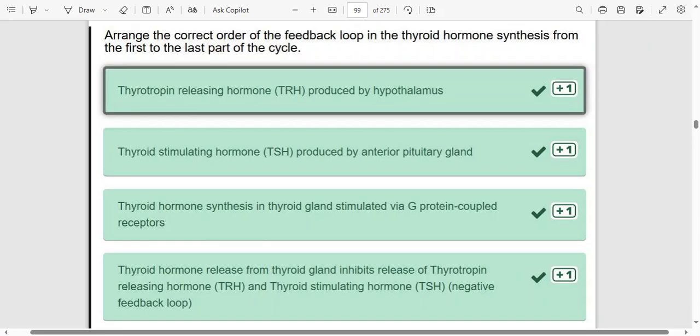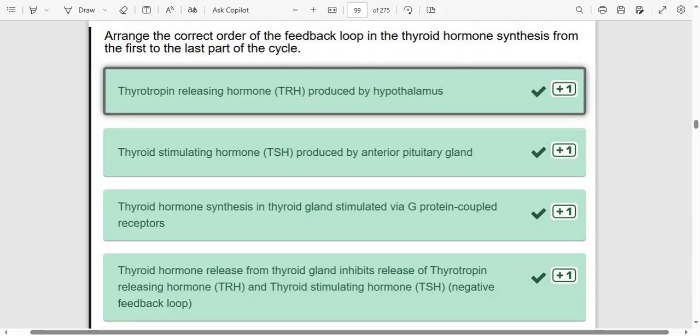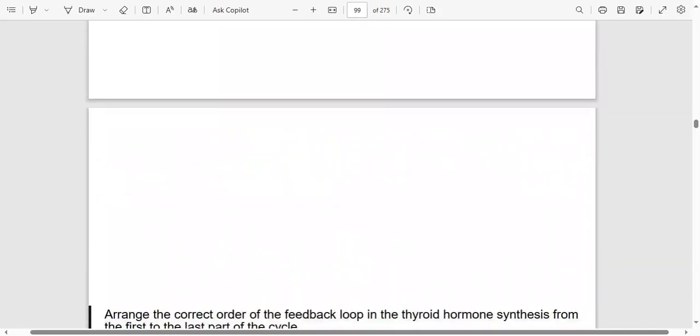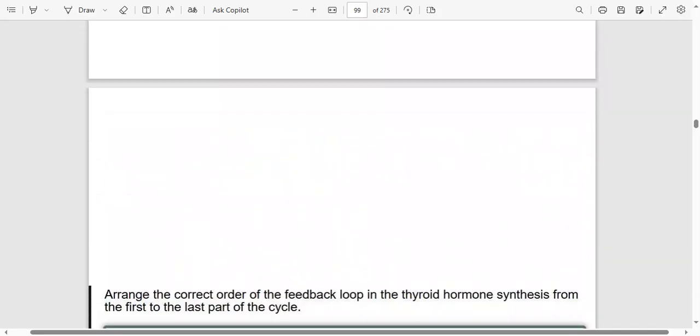In the thyroid hormone synthesis from the first to the last part. Okay, I just want to put the order of how we synthesize thyroid hormone. Now, looking at this, can someone just describe for us how the thyroid hormone is synthesized, starting from the instructions coming from the hypothalamus, pituitary gland, and then to the thyroid gland?